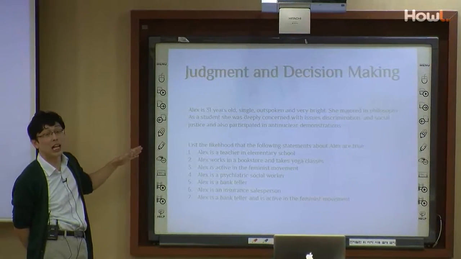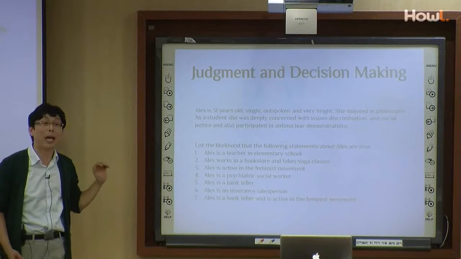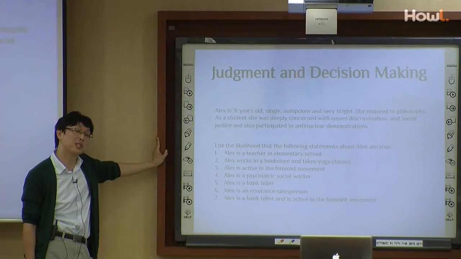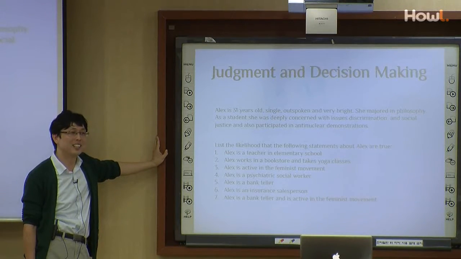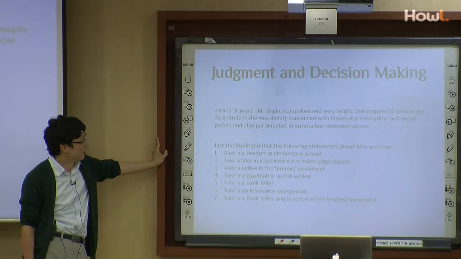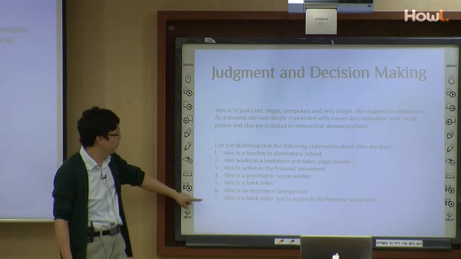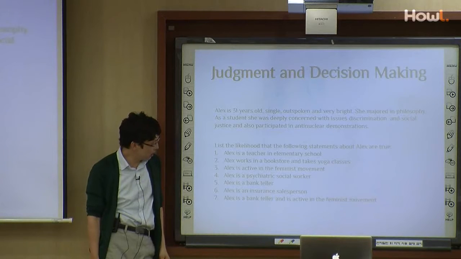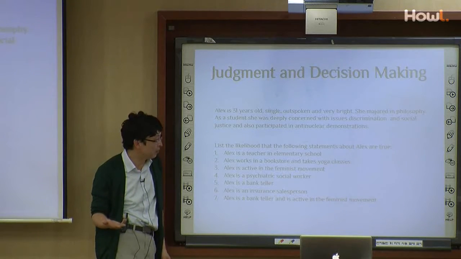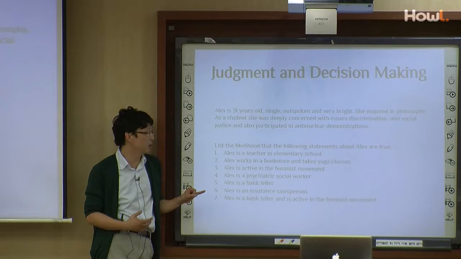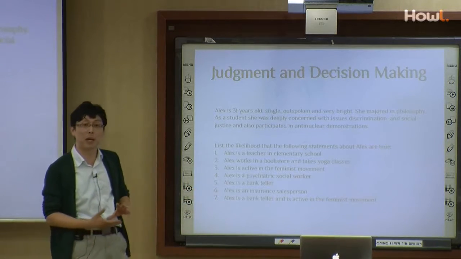So this one is exactly what Kahneman and Tversky made an experiment with. And he won the Nobel Prize from this one. Easy, isn't it? The Nobel Prize is very easy. So, okay. In their experiment, many people chose C, number 7: Alex is a bank teller and active in the feminist movement. Why? How many feminist movement participants are also bank tellers?